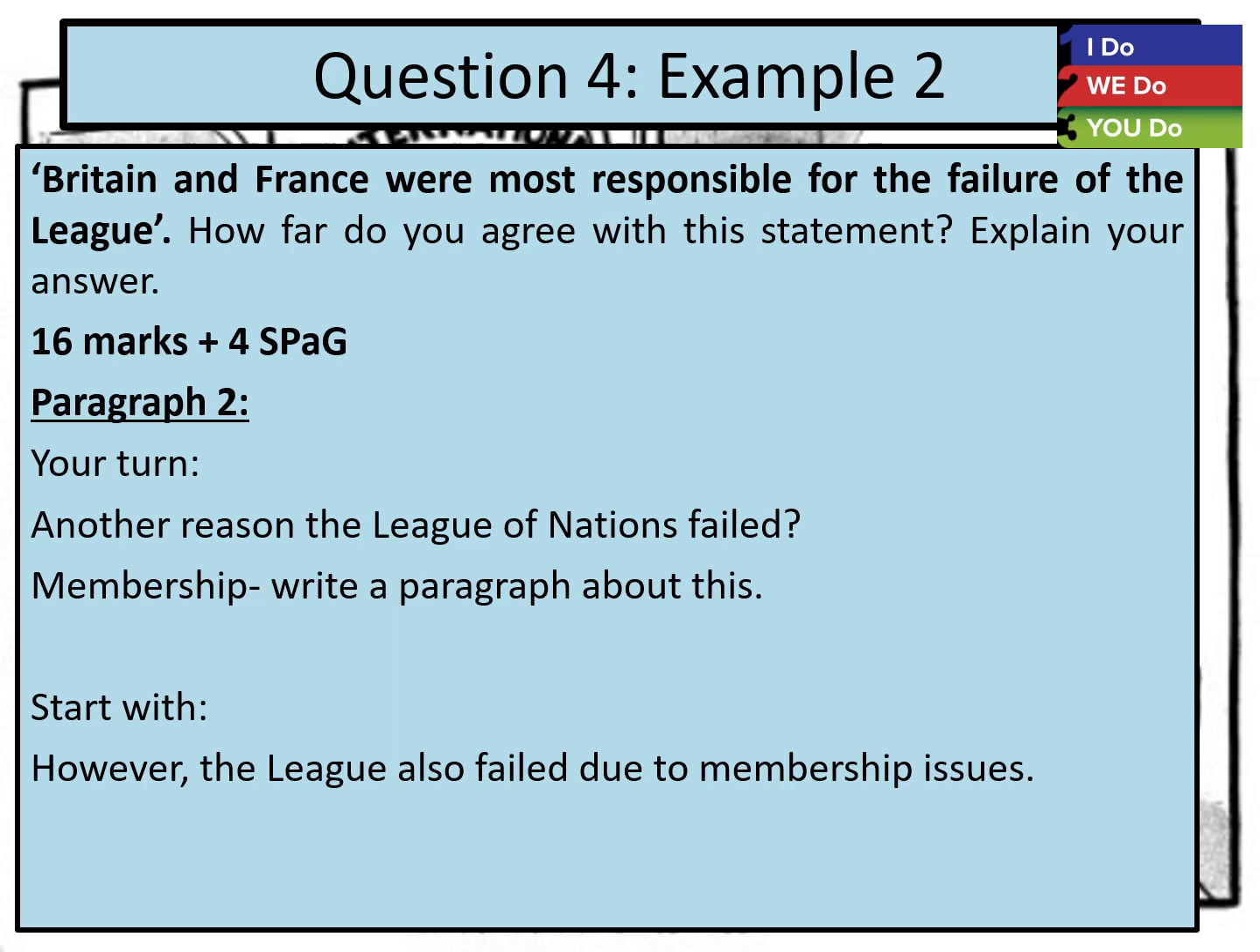What I would like you to do is pause this once I finish talking in a moment, and write a paragraph just like the one that I've just written about Britain and France, about how the League of Nations failed because of membership. So consider who is not there. Consider what impact that had on the League of Nations and why that led them to fail. I've even given you a starter for the beginning of your paragraph. However, the League also failed due to membership issues.